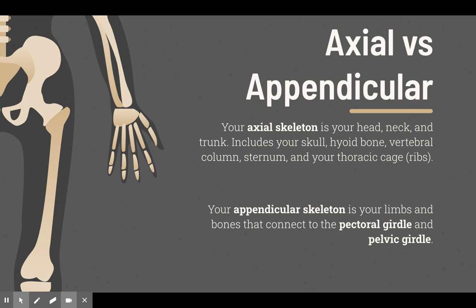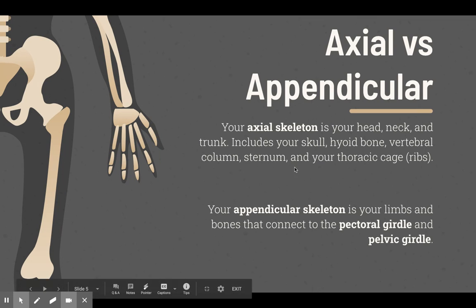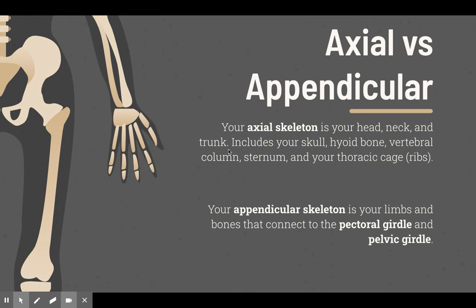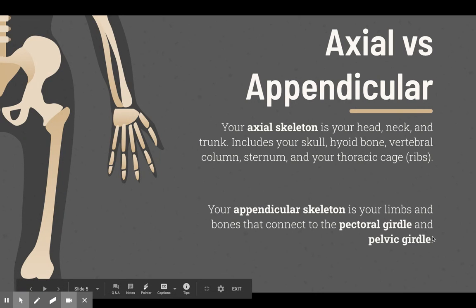Your axial versus appendicular skeletons. So you need to know the difference between these 2 areas in the skeletal system, what they include, and then how to label those bones. So your axial skeleton will be your head, neck, and your trunk. This includes your skull, your hyoid bone, which is this little floating bone kind of like in your upper neck area, your vertebral column, sternum, and your thoracic cage, okay, which is your ribs. Your appendicular skeleton is going to be your limbs and bones that connect the pectoral girdle and the pelvic girdle.